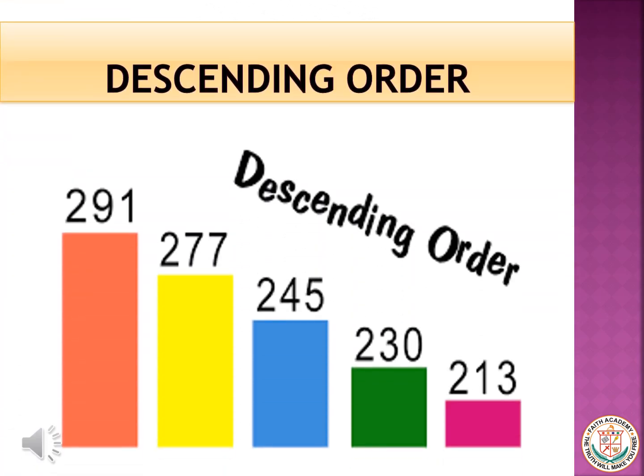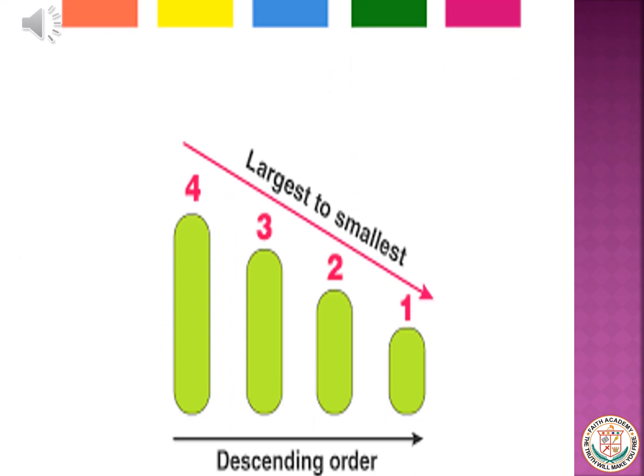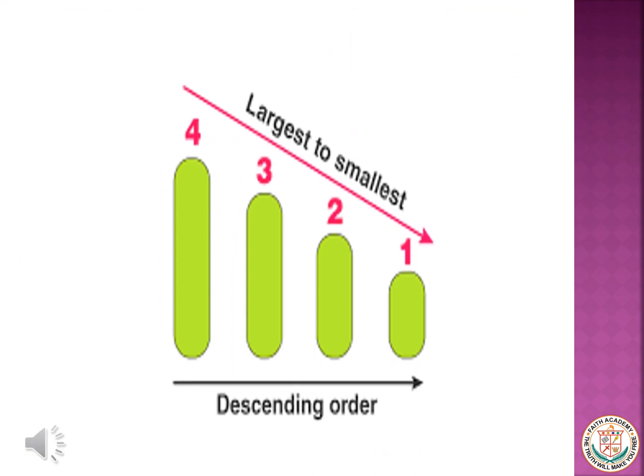Can you guess what will be the next topic? I think you got it right. It is descending order. So the most important question at hand is, what is descending order? Numbers are said to be in descending order when they are arranged from the largest to the smallest number.